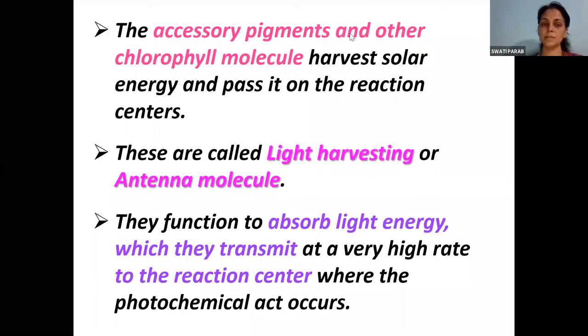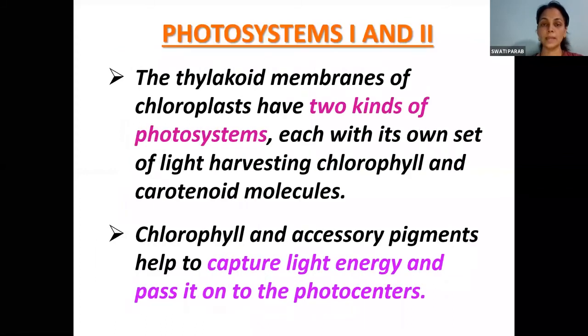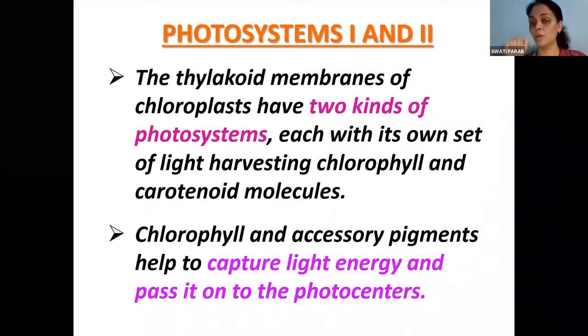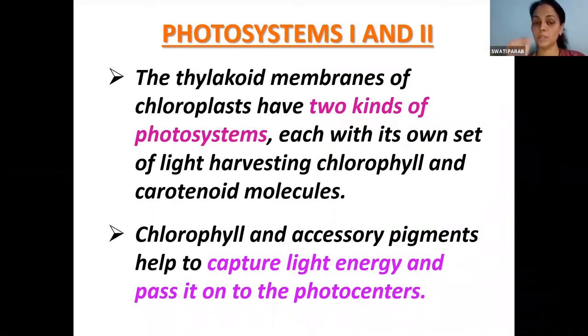This is the same. It's given that some are accessory pigments. They are called antenna molecules, and only the chlorophyll is known as the reaction center, where the photochemical process acts. Now come to the main point, that is photosystem 1 and photosystem 2. The thylakoid membranes of the chloroplast have two kinds of photosystems, each having its own light harvesting molecules and carotenoid molecules. What are carotenoids? These are the antenna molecules or accessory pigments that trap the light energy and bring it up to chlorophyll A.